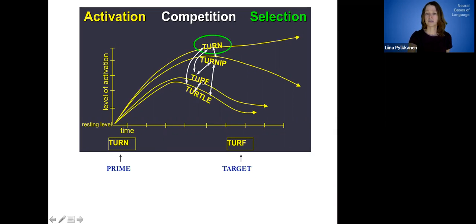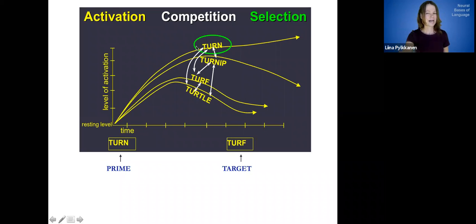for the word. So the idea is that you first have this rush of activation, then these representations have to kind of duke it out. They have to compete with each other, like, well, which one of us is really the best match to the stimulus that we perceived, and then the best match will be selected as the winner.